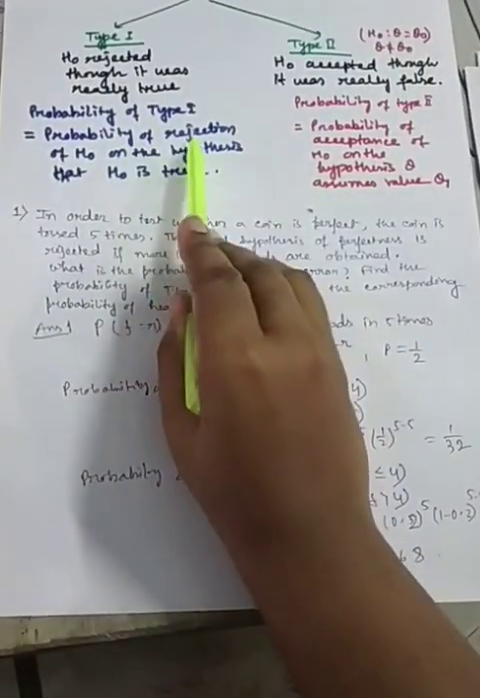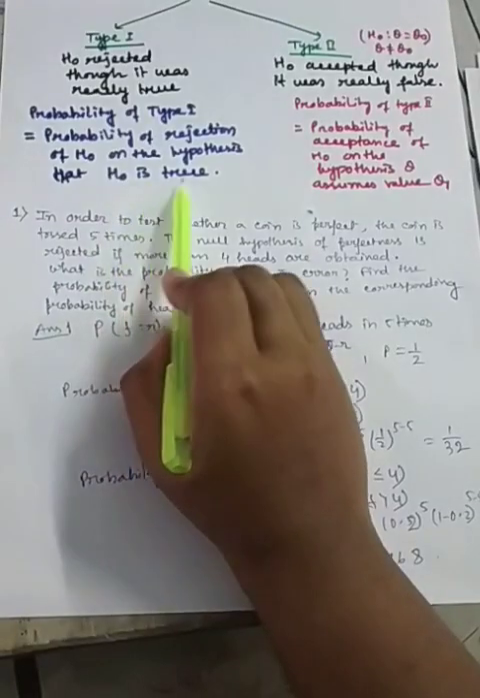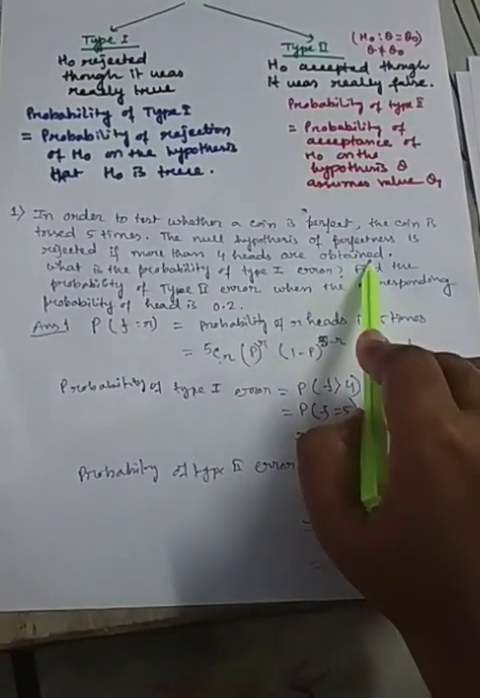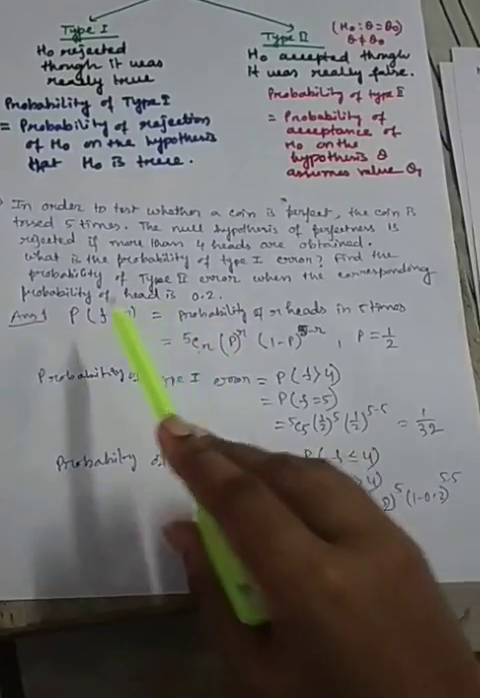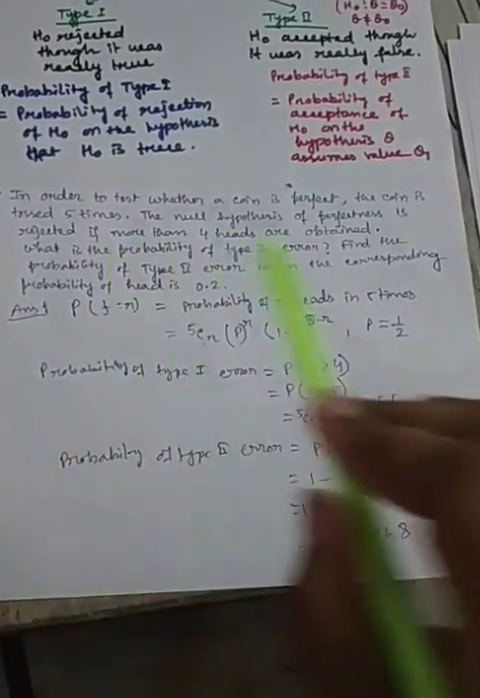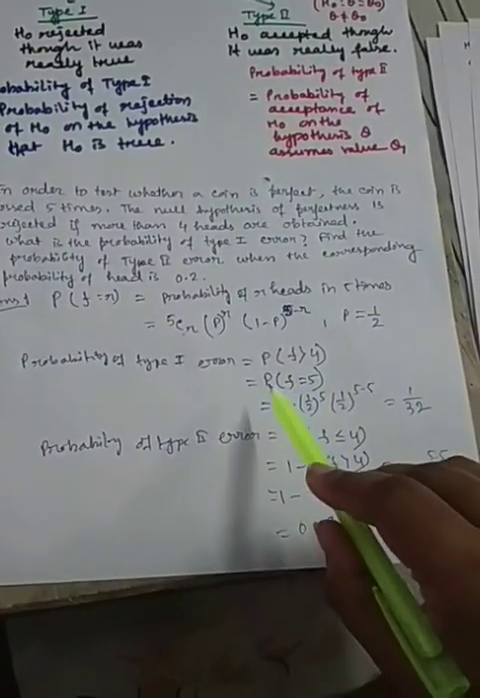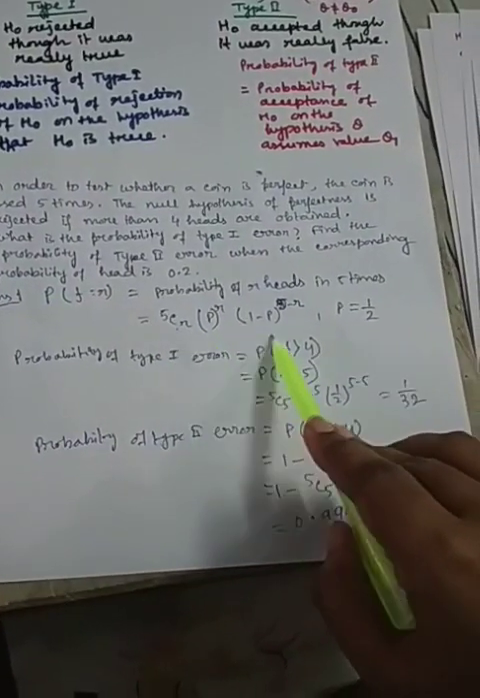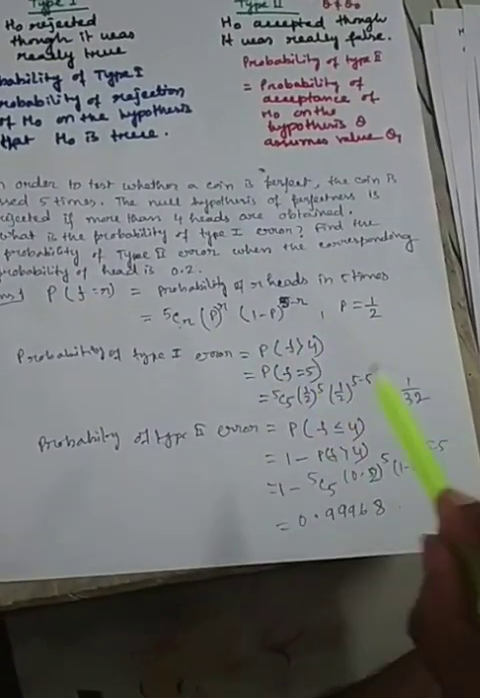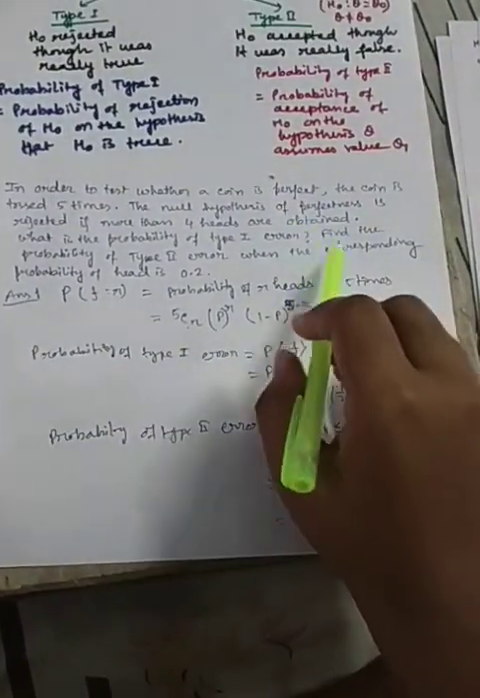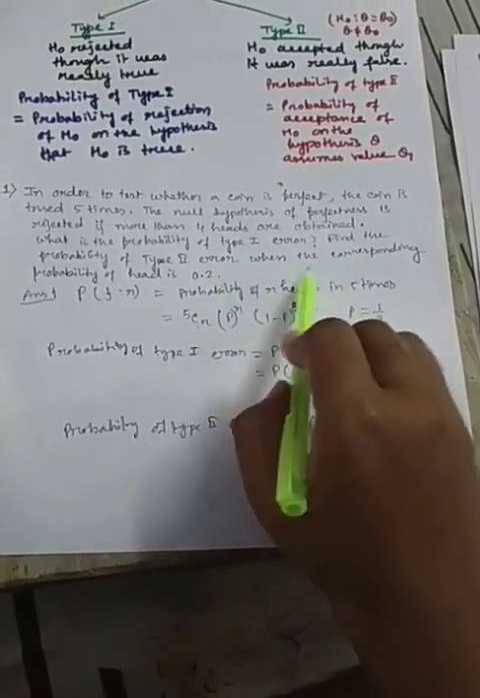Now what is type 1? Type 1 is the probability of rejection of H0 on the hypothesis that H0 is true. And according to the problem, H0 is rejected if more than 4 heads are obtained. So for type 1 error, F greater than 4 means, as we have tossed only 5 times, actually the probability of F equal to 5. Now putting R equal to 5 in the given formula, we will get the probability value as 1 by 32.